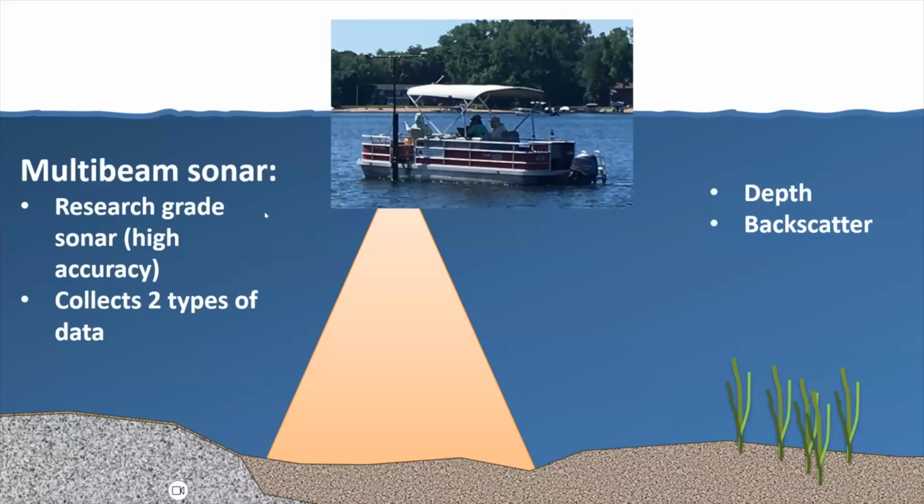When I talk about multi-beam sonar, I'm not talking about the kinds of sonar that you typically have on your fishing boat. I'm really talking about a research grade sonar. So it's a very high accuracy, high spatial resolution research grade mapping tool. And this multi-beam sonar can typically collect two types of data. We can collect depth, or the bathymetry of a water body, and we can collect acoustic backscatter information.